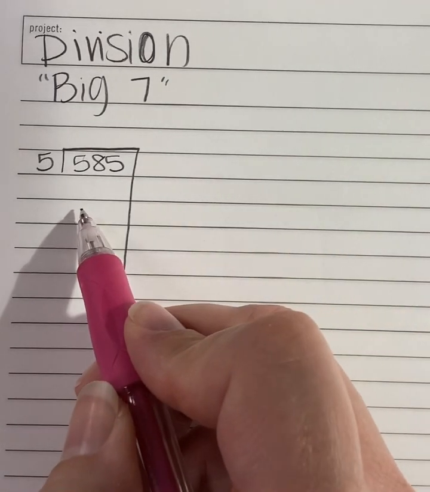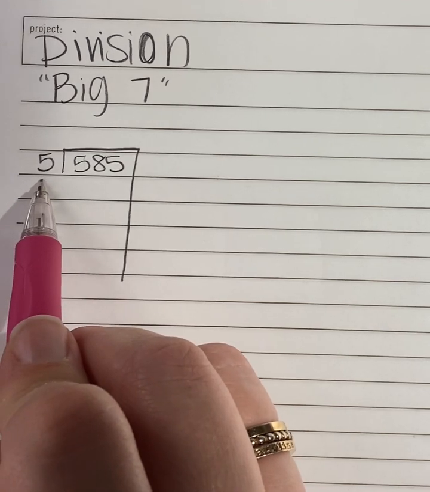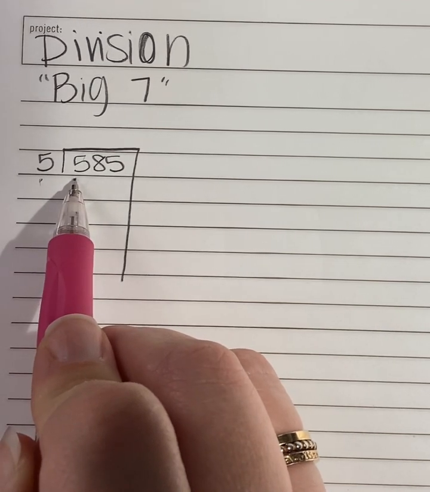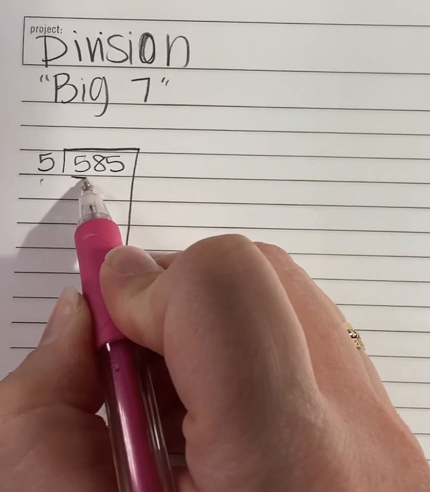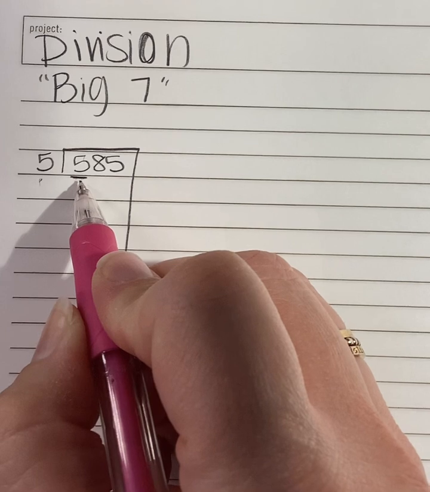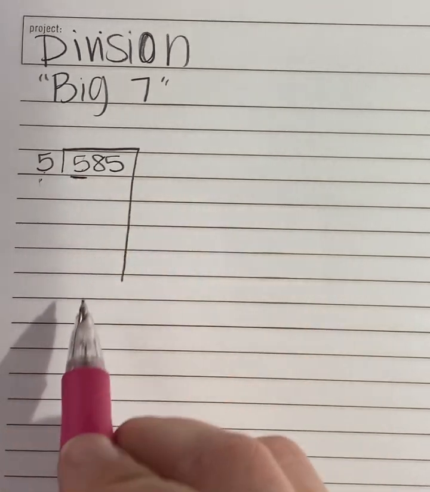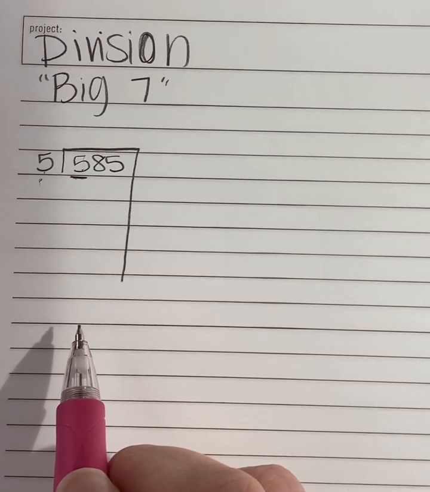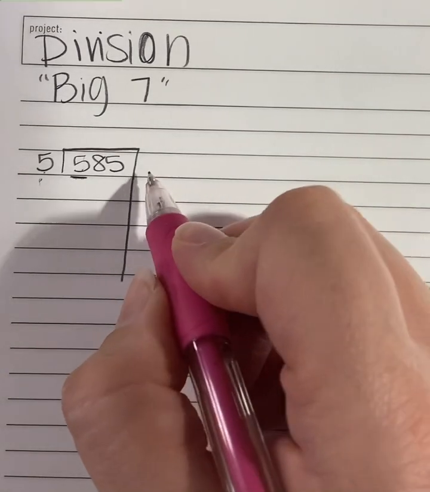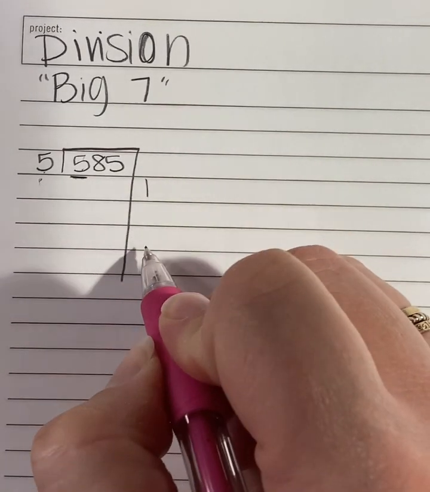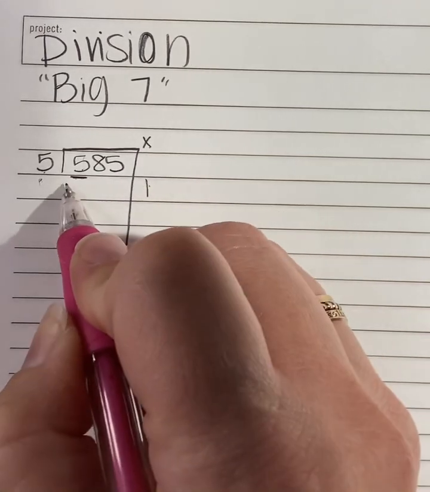The first thing we do with the Big Seven, we ask ourselves, can the divisor, the number outside, go into the first digit of the dividend? If it can, we're just going to underline it here. So yes. How many times can 5 go into 5? Sometimes I ask my students, what times 5 gives me the product of 5? They will say, oh, well, the number 1 gives me that. Okay, so 5 times 1 equals 5.